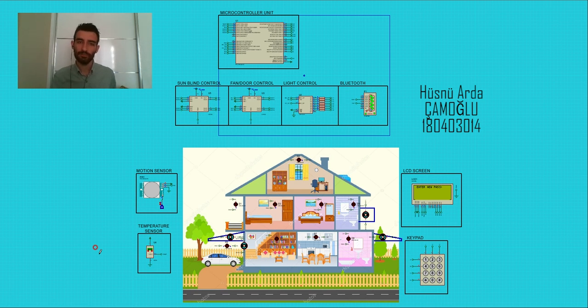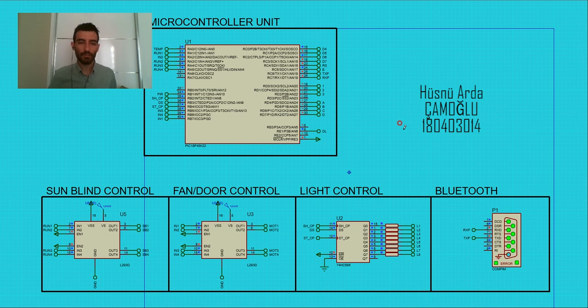Let's start. Here at the screen you can see the embedded side of my project. This is my microcontroller unit. I have 4 motors in the project, so I use 2 motor drivers. You can see them on the screen. This is my shift register for light controls. And this is my COM port for the Bluetooth connection with the Android application.